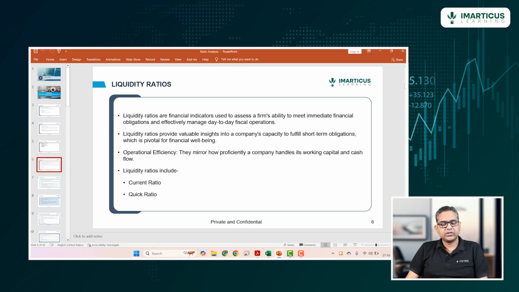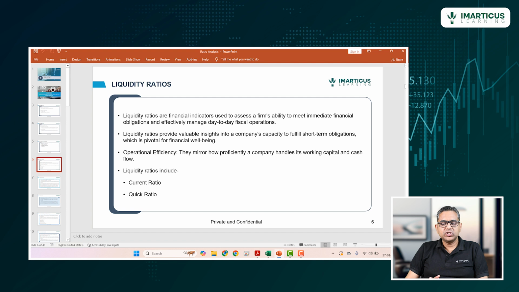Our topic is liquidity ratios, and a brief intro about the topic. These ratios tell us what is the liquidity position of the company, right? That means if we look at liquid assets, we can say that we are talking about current assets and current liabilities here, right? So what is the ability of the company to fulfill its short term obligations or current liabilities? That is captured through liquidity ratios. Liquidity ratios are financial indicators used to assess a firm's ability to meet immediate financial obligations and effectively manage day-to-day fiscal operations.